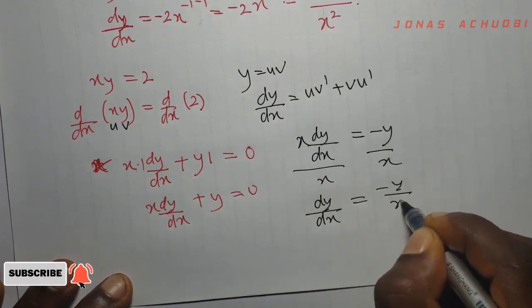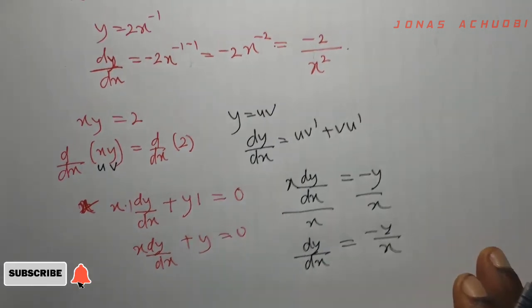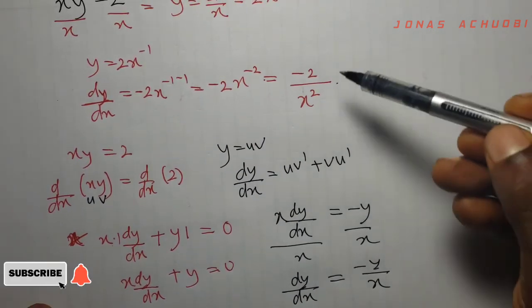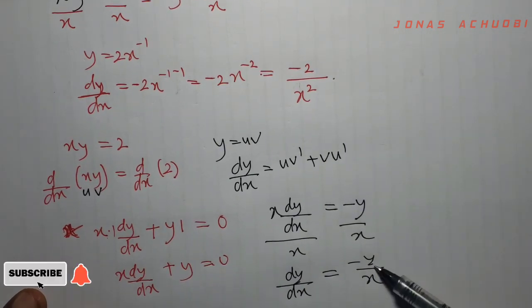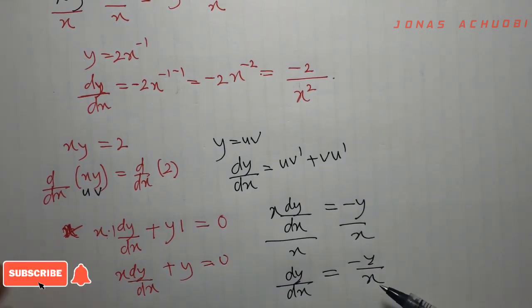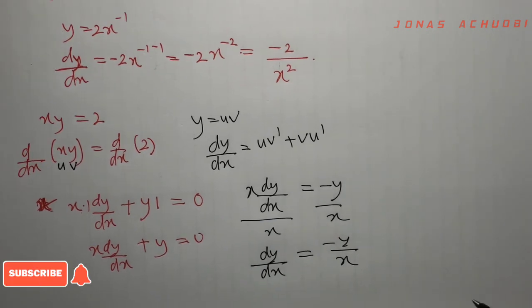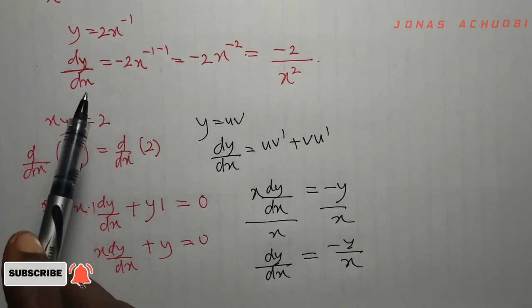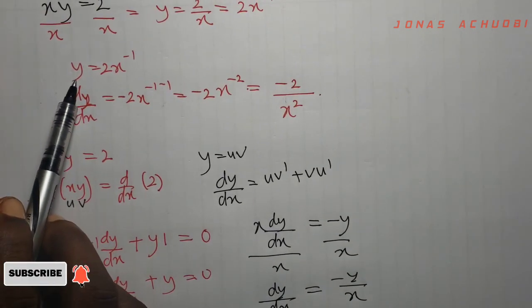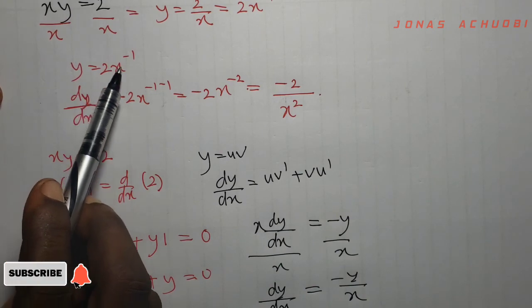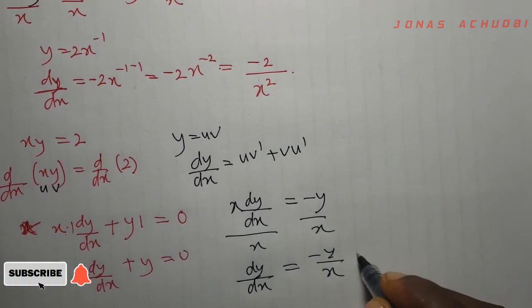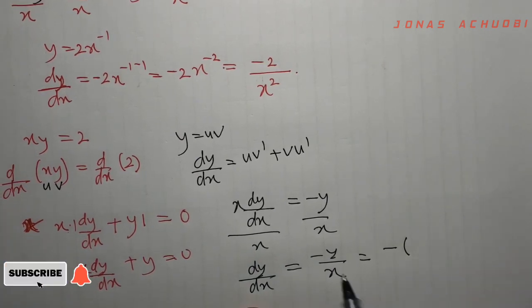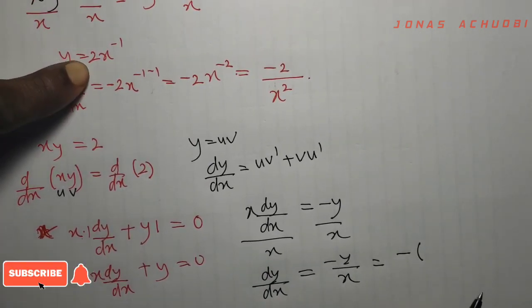The question is, when we did explicit, we got negative 2 over x squared. Now implicit gives us negative y over x. Are they the same? The answer is yes. How? In the explicit form, we had that y is equal to 2x raised to the power minus 1. So if we put that value here for y, what do we get? We get minus, what is y?